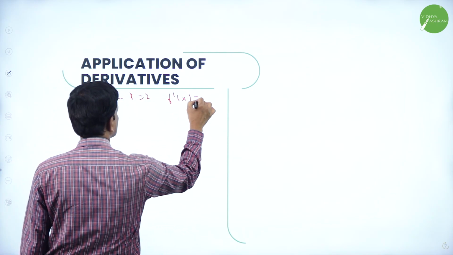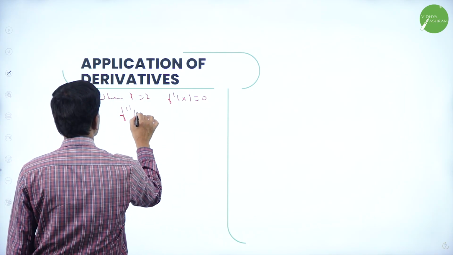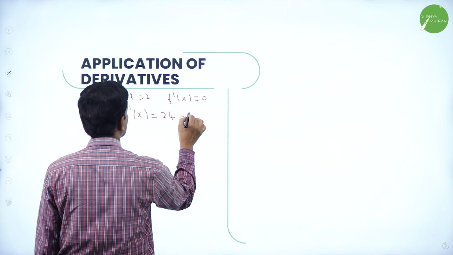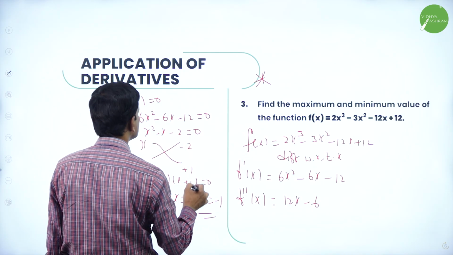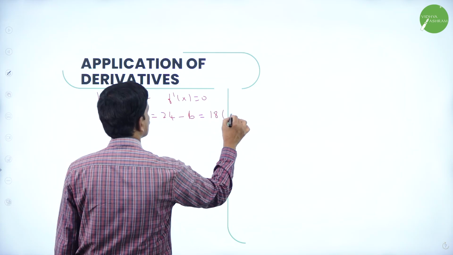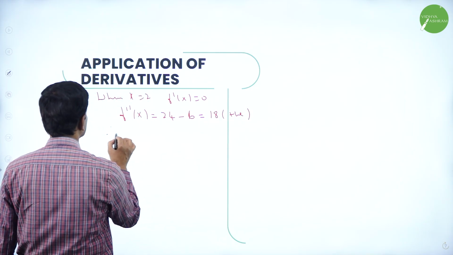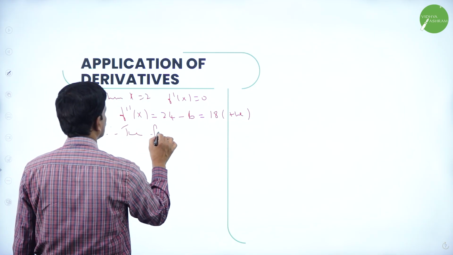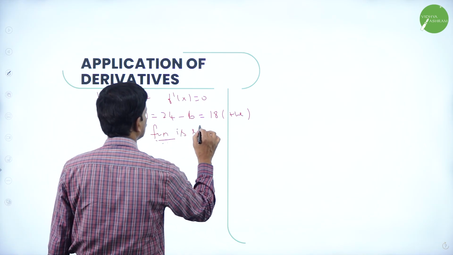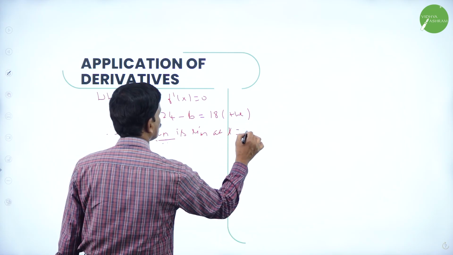f dash of x is equal to 0. What is f double dash x? f double dash x is 12 into 2 is 24 minus 6. So, 24 minus 6 is equal to 18. This is positive. Therefore, the function is minimum. The function is minimum at x is equal to 2.